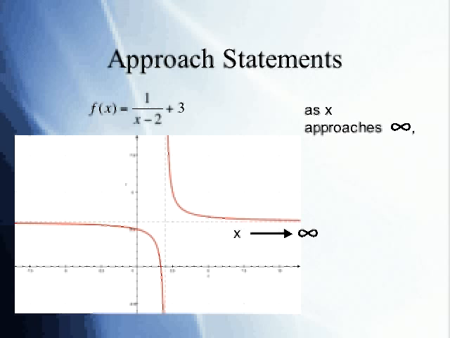Remembering the definition of an asymptote, the function will never actually reach 3. It will only approach it. Hence the notion of an approach statement.